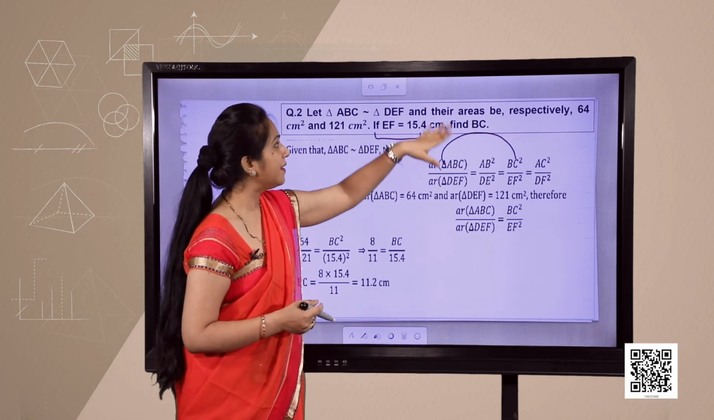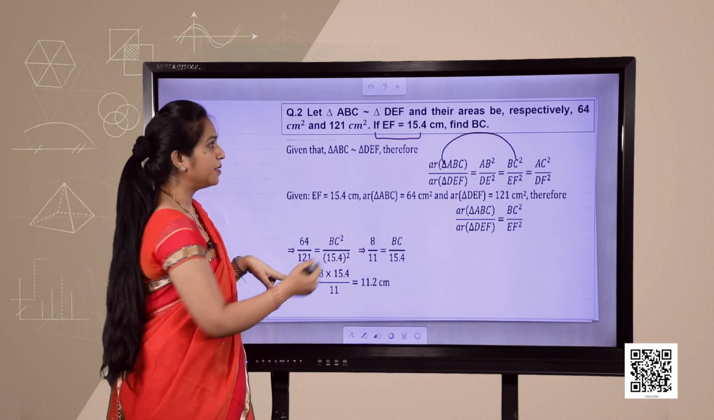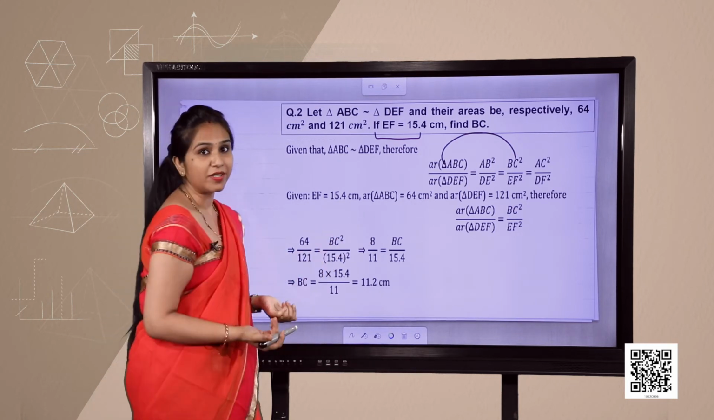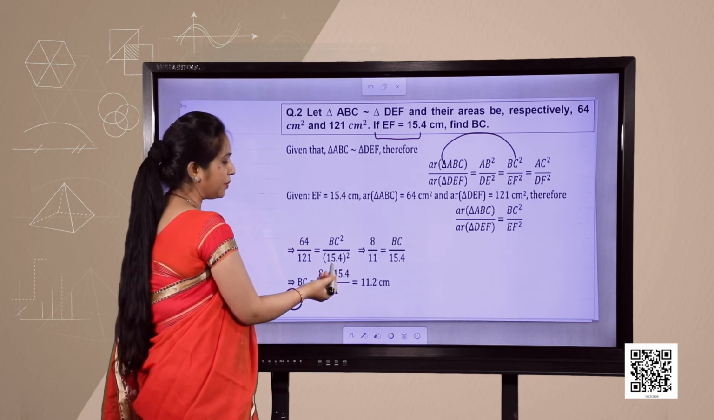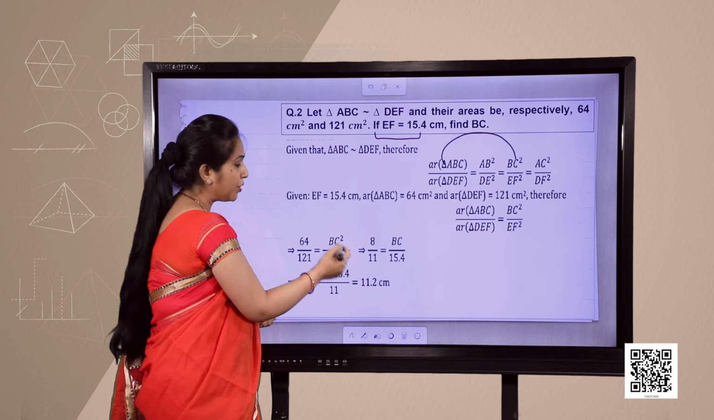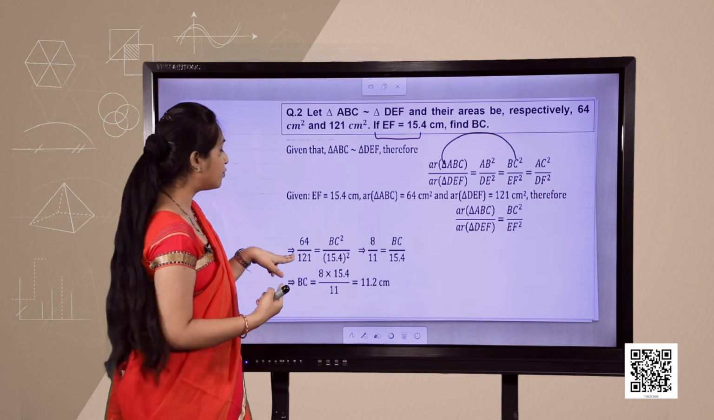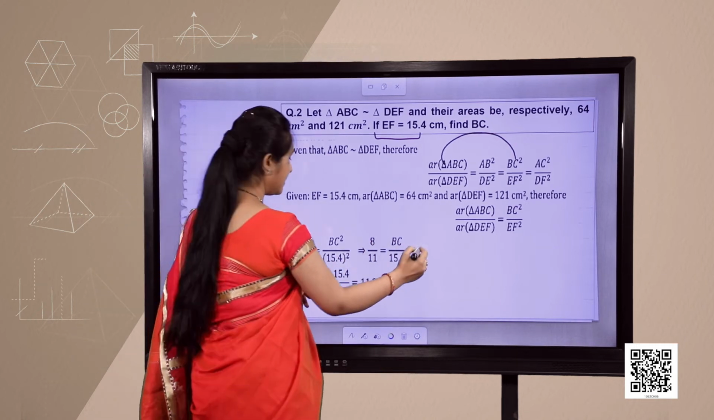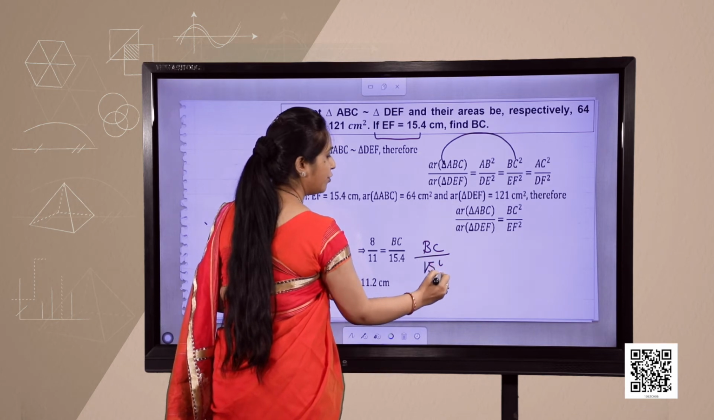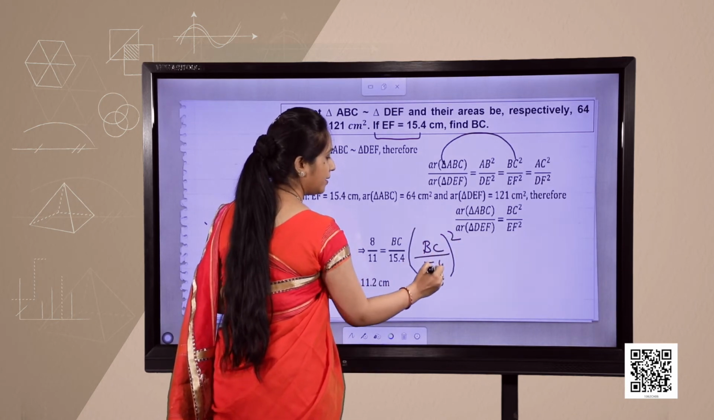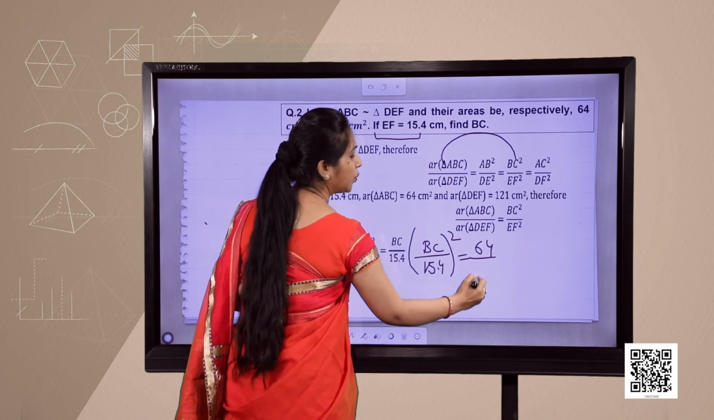Here, ABC area is 64 and DEF area is 121. BC square we need to calculate, that is not given to us. And the last thing, EF is also given, that is 15.4. So, now if you want, you can also rewrite by taking whole square, and when you remove the square, you will have root on this number. I am solving it like this. You have BC upon 15.4, this whole square is equal to 64 by 121.